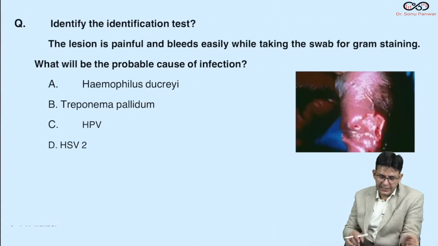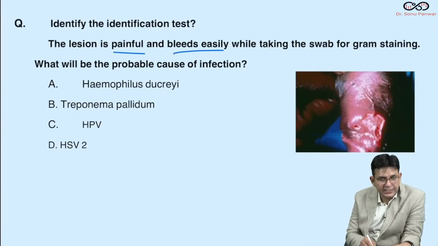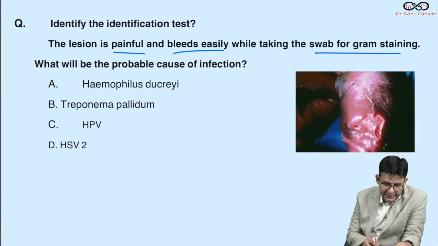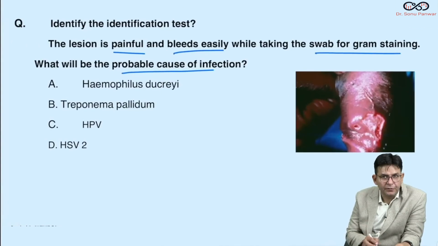Now, as you can see in this particular picture, the lesion is painful and bleeds easily while taking the swab for the Gram staining. What is the probable cause after seeing this picture? Is it Haemophilus ducreyi? Is it Treponema pallidum? Is it HPV or HSV2?